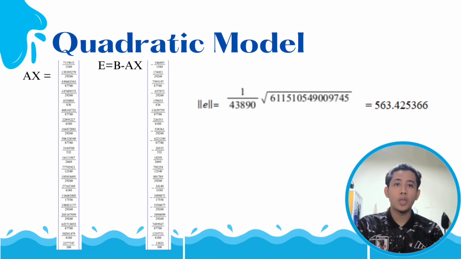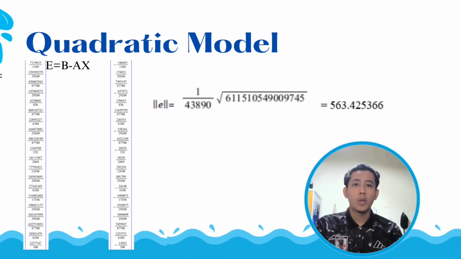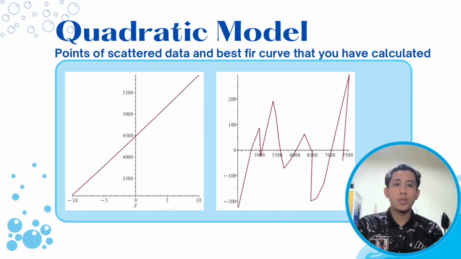After that, we need to calculate the error vectors by using the formula E is equal to B minus AX, and we get the error magnitude of the model as 563.4253 by using its formula. From this equation, we could get the best fit curve of the quadratic model against observed data and the graph of the error vector against the x value.